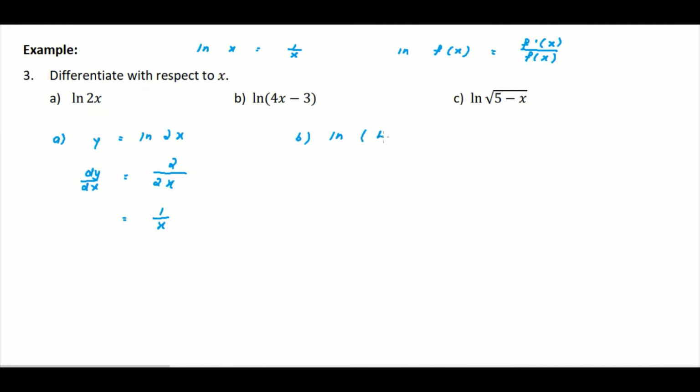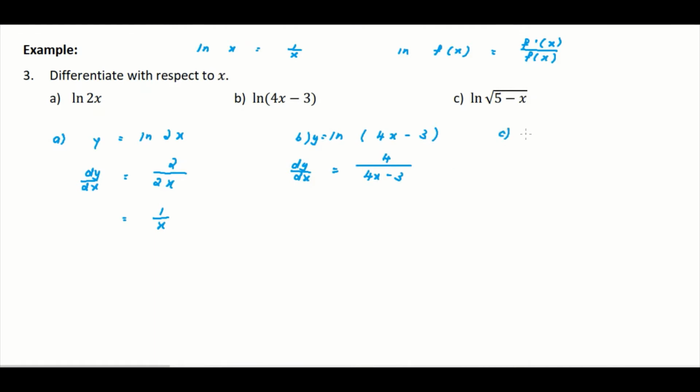Let's move on to B. Natural log of 4x minus 3. Same thing, just differentiate: y equals, so dy/dx will be equal to, differentiate, you get 4, over 4x minus 3. You do not need to simplify further.